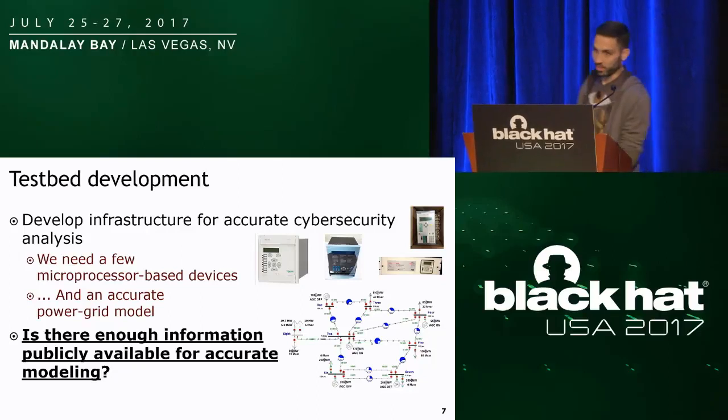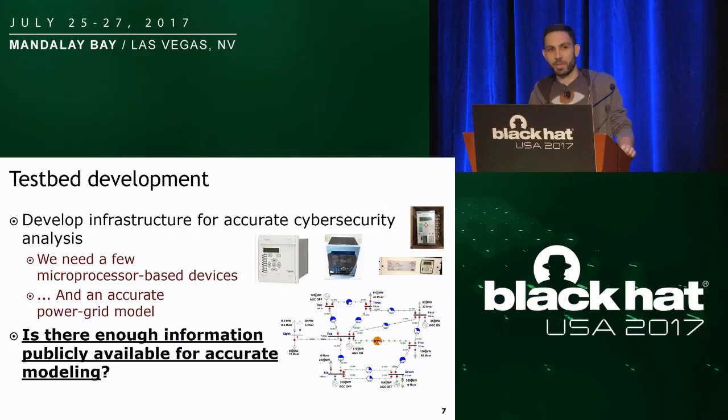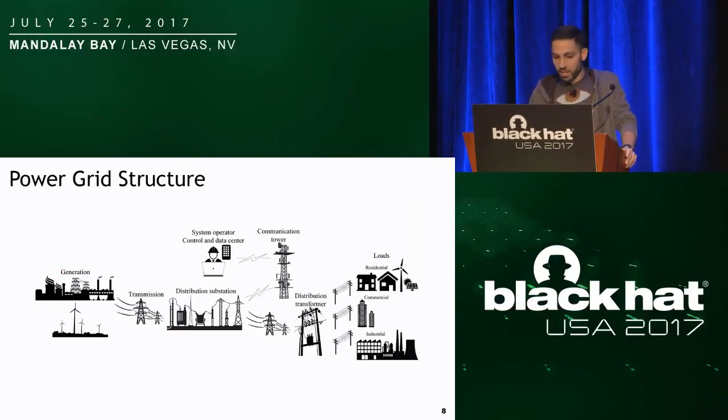Thanks, Mihalis. Hello, everybody. Before trying to answer the question that Mihalis raised, first, it is important to understand the structure of the grid and understand also the requirements for a successful modeling. As you can see in the slide, the power grid consists of generation stations, transmission lines, distribution substations, step-down transformers, and distribution lines that carry the voltage in order to be delivered to the different types of consumers.